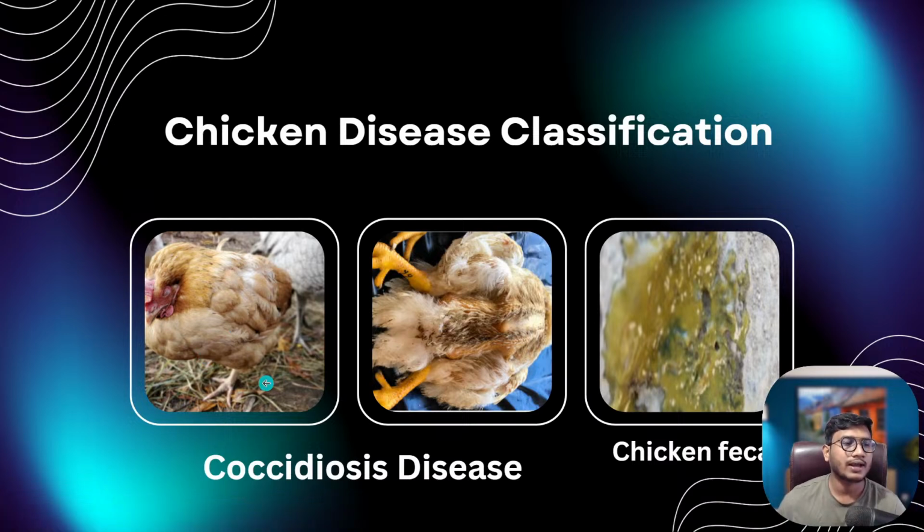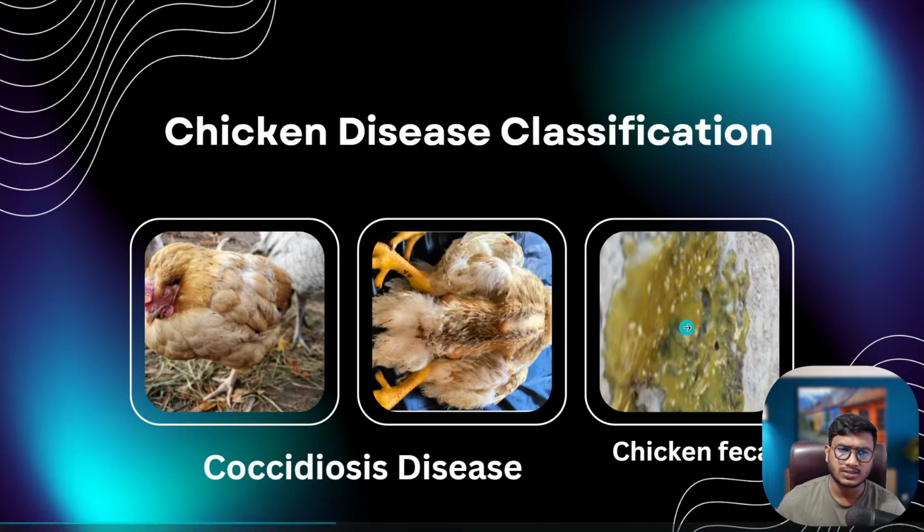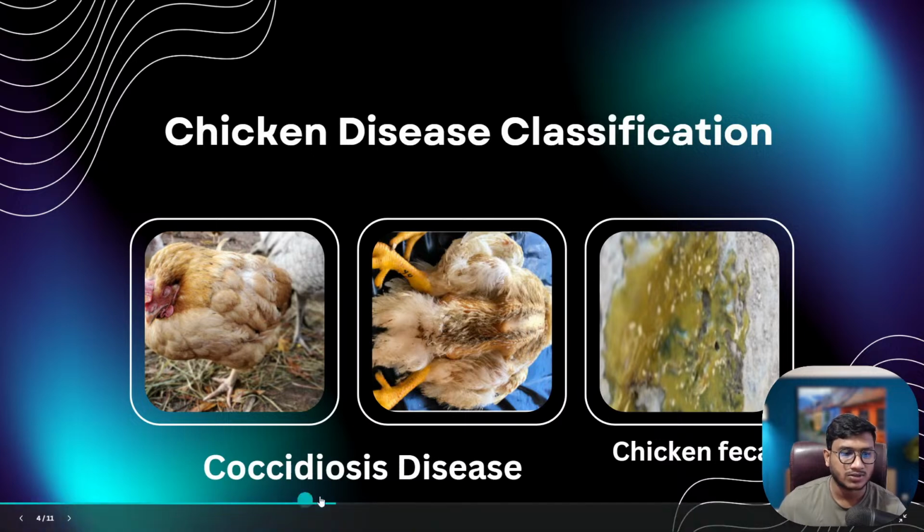And to classify these kinds of disease of the chicken, what we'll be using is something called chicken fecal image. Okay, chicken fecal image. You can see this is the chicken fecal, and this is the coccidiosis affected chicken fecal. You can see the color of the fecal is yellow. So if it is kind of yellow, that time you can consider this chicken has been affected with coccidiosis disease.